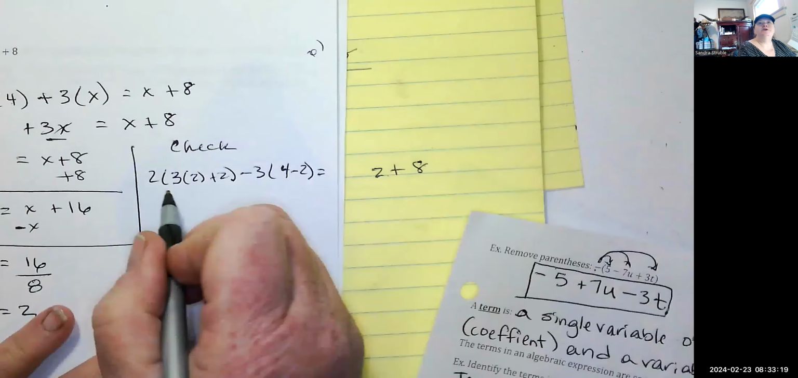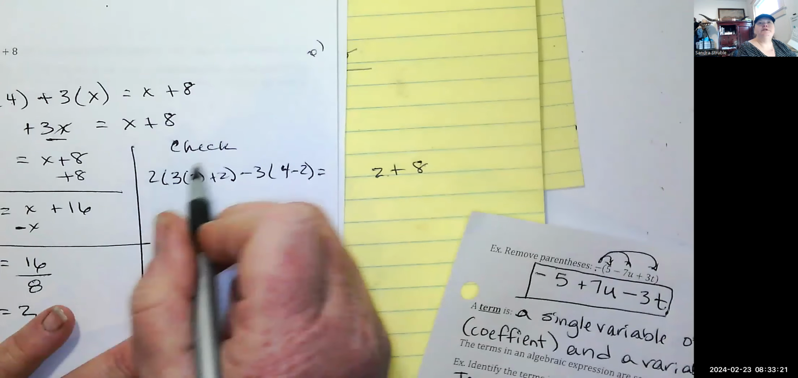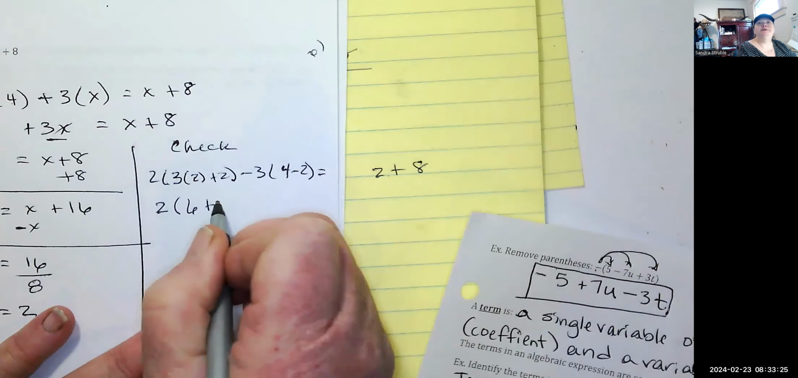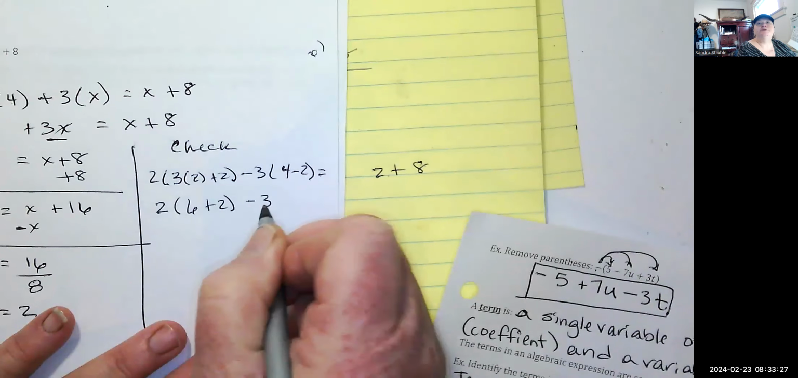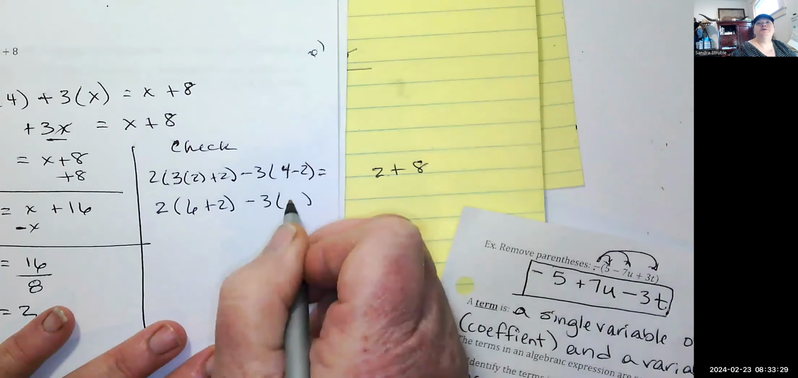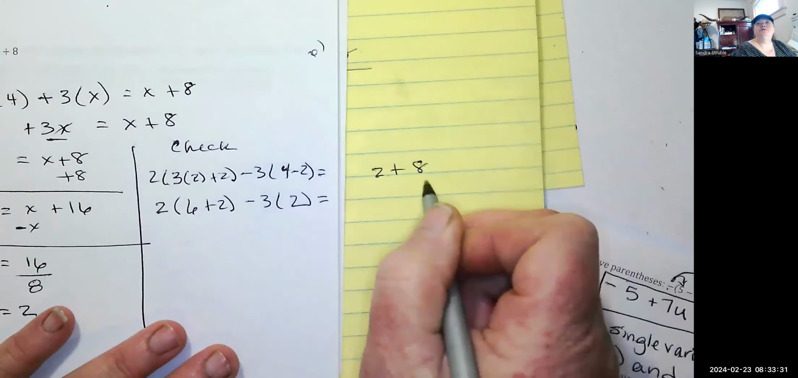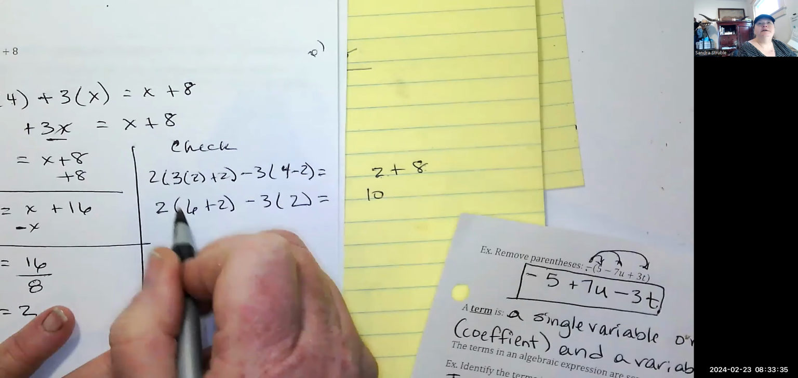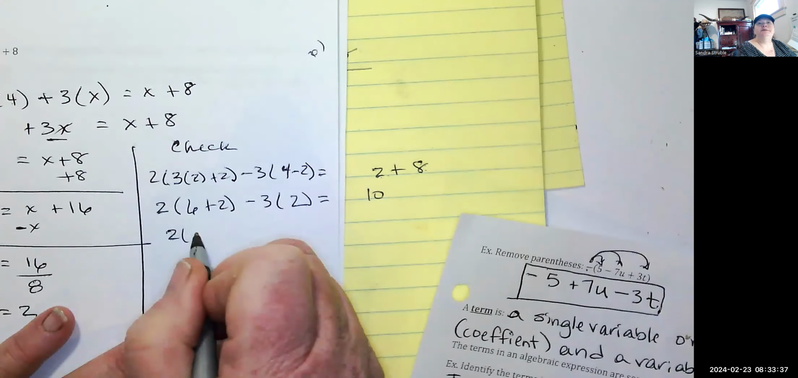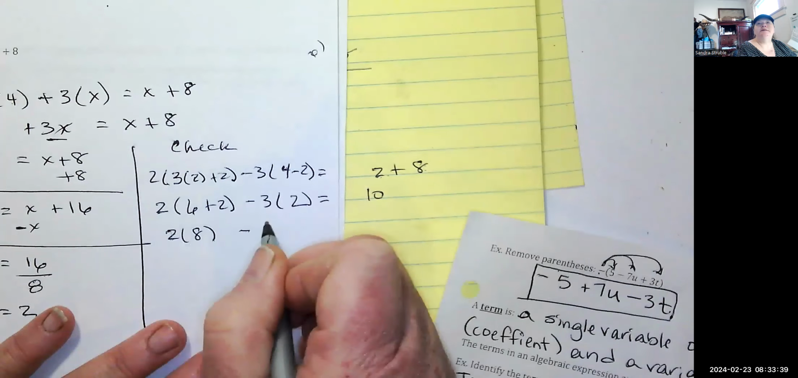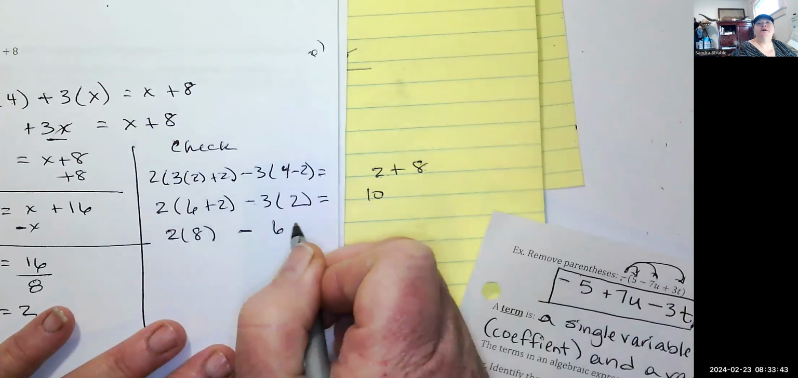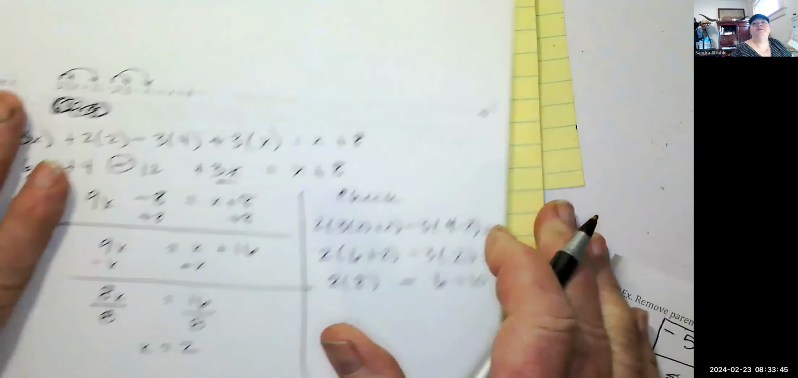All right, so let's figure out what's in our parentheses first. 2 times 3 times 2 is 6 plus 2, minus 3 times 4 minus 2 is 2, is equal to 8 plus 2 is 10. All right, let's do what's inside the parentheses now. That's 2 times 8 minus 3 times 2 is 6. The signs are opposite, so it stays negative, is equal to 10.